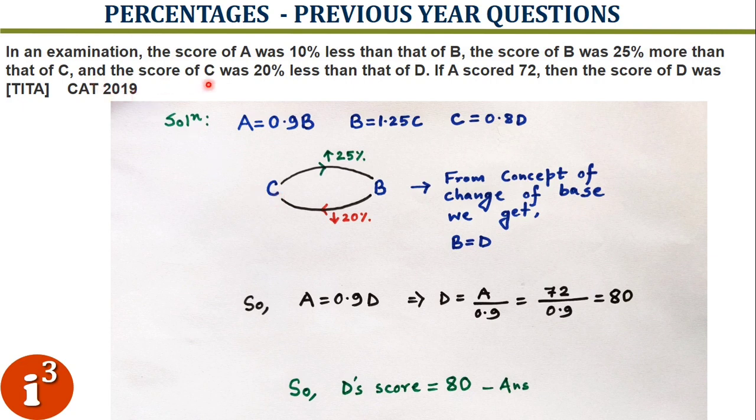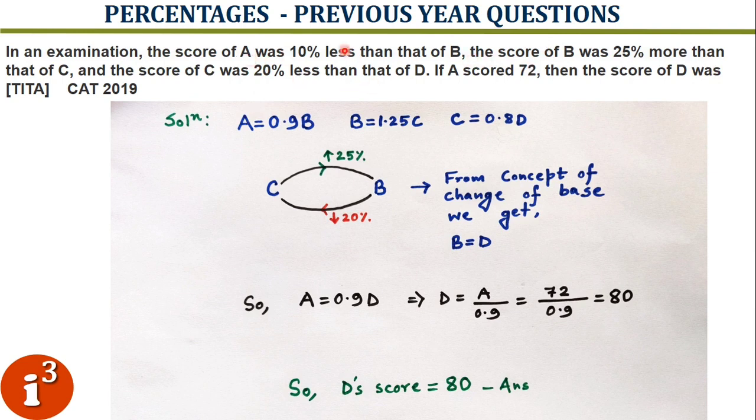And again it is given that C is 20% less than D. So C is 20% less than B, C is 20% less than D. So automatically you know that B equals D. You jump to this point, B equals D. So if B equals D, and you know A is 0.9 B because A is 10% less than B, you directly write A equals 0.9 D. The value of A is given to be 72, so D equals 72 by 0.9, which is 80. So anyone who knows the concept of change of base, and goes through this line, the score of B was 25% more, he instantly knows B equals D.